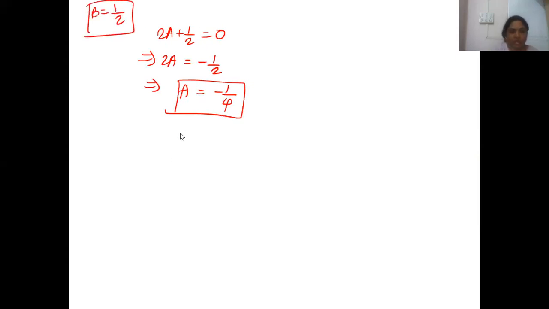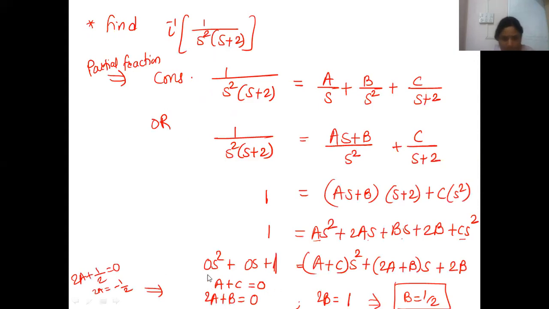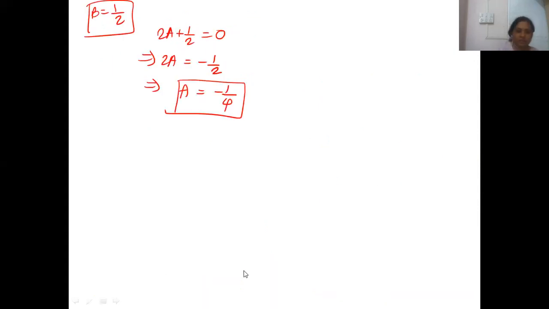Now we have a and b, will we get c? Yes, from this equation. a plus c is 0, that is c is minus a. We have c is minus a. So c is minus of this. So it is 1 by 4. Do you understand? If you go manually.